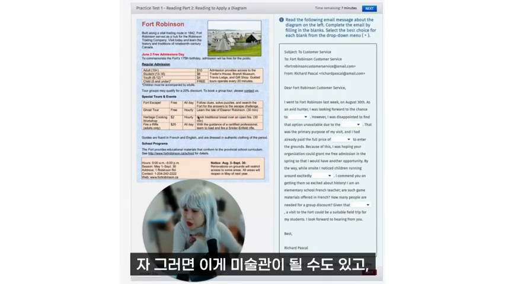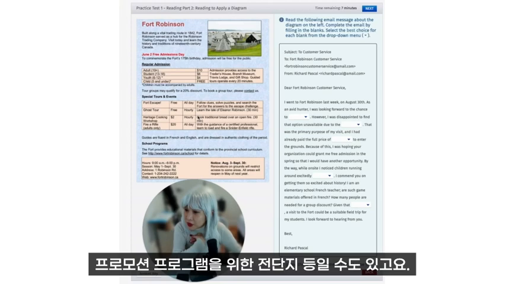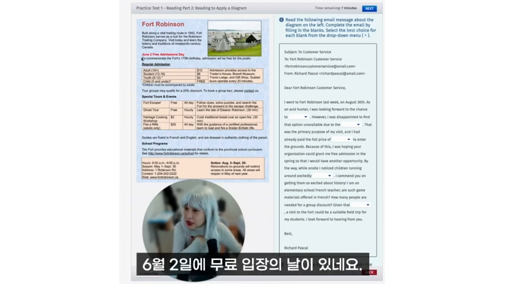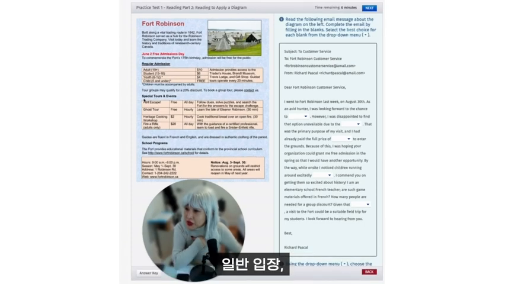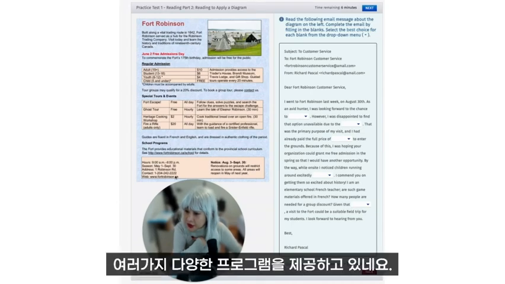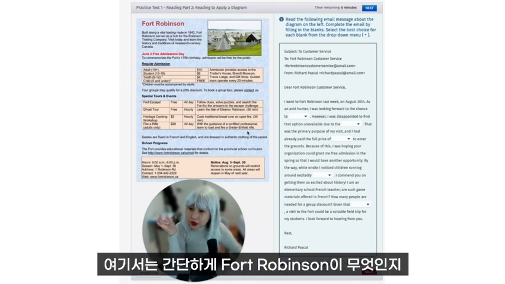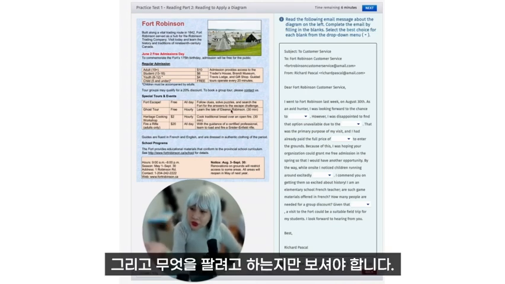So this could be a museum, this could be a flyer for their promo programs, anything. Does it sound like a tourist town perhaps? But let's see. They've got June 2nd free admission date, regular admissions, special tours and events, school programs. So they are providing multiple different things out here. Then we don't even really need to get into all these details right now. You just need to have that simple idea of what Fort Robinson is and what they are trying to sell here.